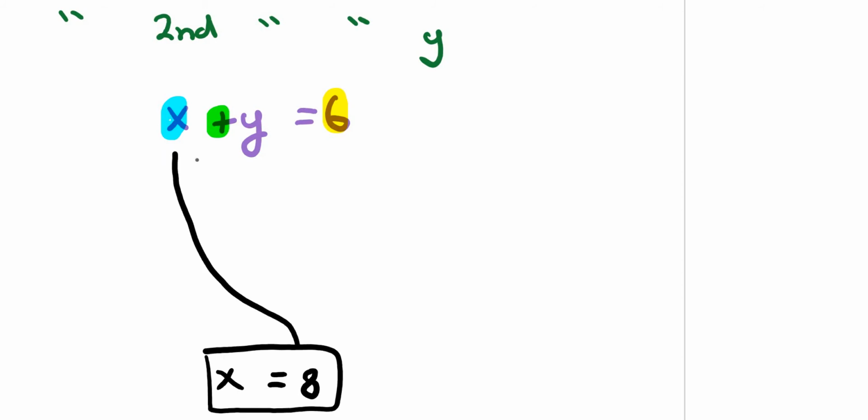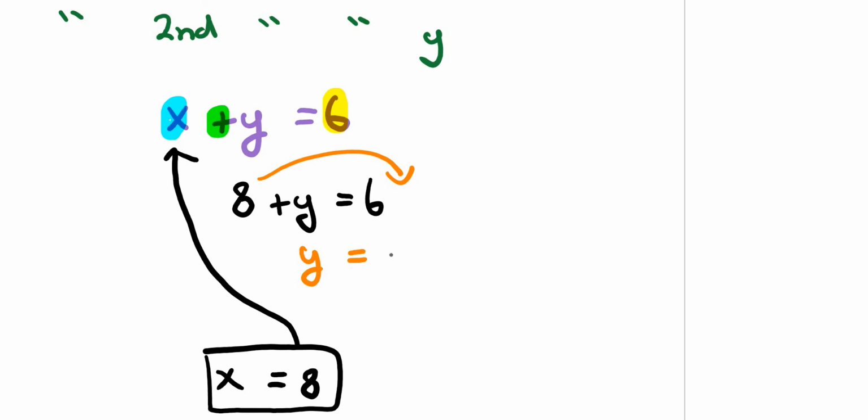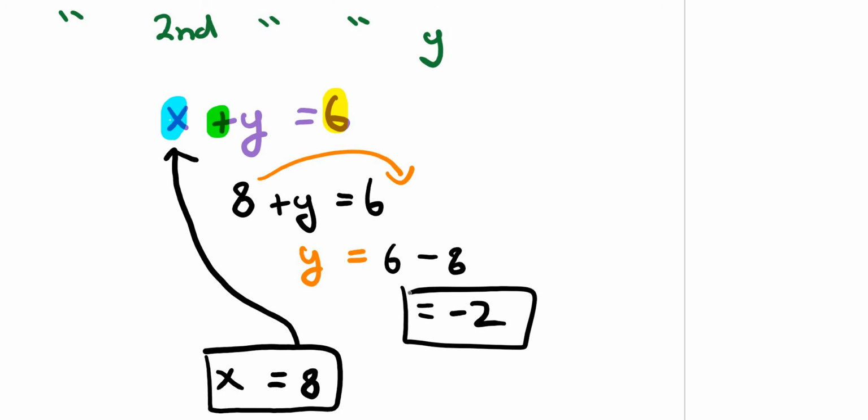And if I go ahead and plug in 8 over here, now I have 8 plus y equals 6, right? And then if I go ahead and solve for y by bringing over the 8, I have 6 minus 8, which equals negative 2. So my numbers are 8 and -2. And that's totally fine for full marks for my class.